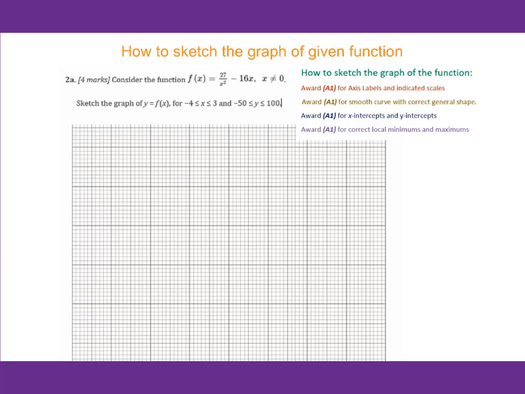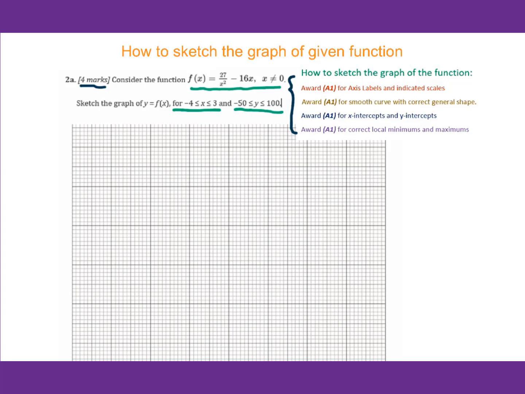This video is about how to sketch the graph of the given function. 2a. Consider the function f of x equals this, x not equal to 0. Sketch the graph of y equals f of x for x between -4 and 3, y between -50 and 100. Before you sketch the graph, you have to know how you get these 4 marks.